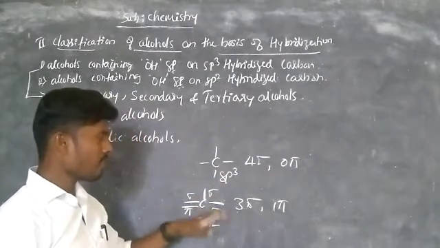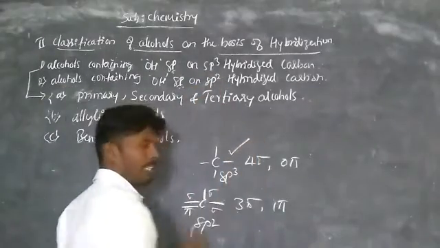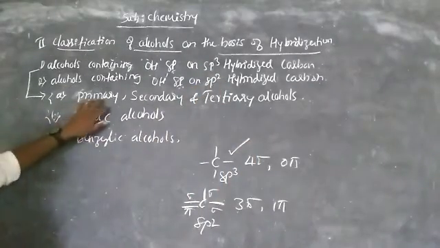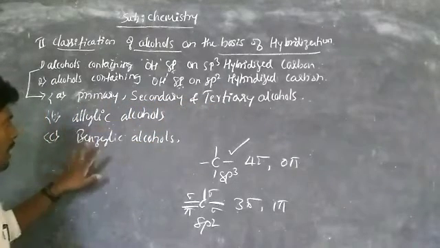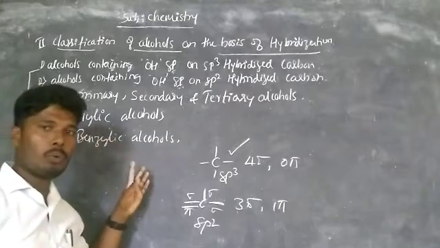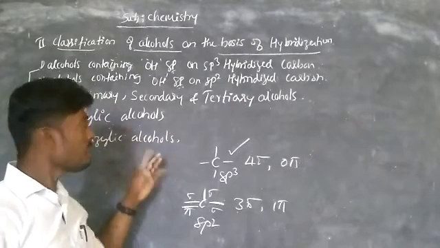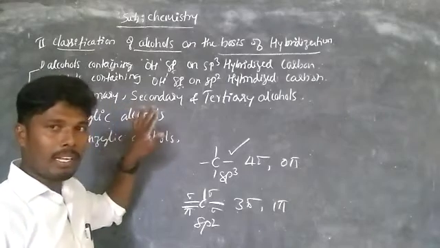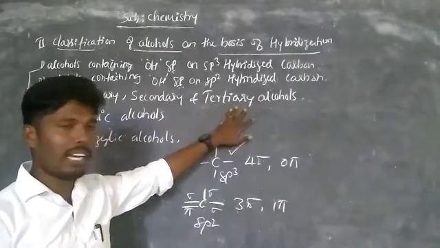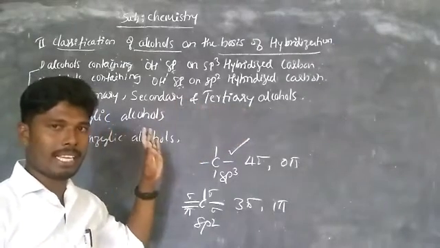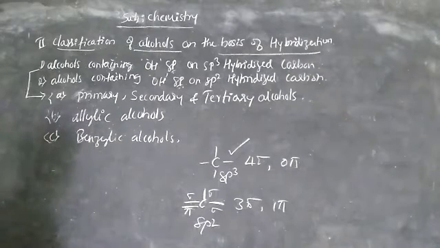So based on this, we have classified two groups. One is sp3 and the other sp2. Again, this sp3 is classified into 3 groups: primary, secondary and tertiary alcohol, halogen alcohol and benzylic alcohols. And already you know well from the previous chapter, haloalkanes and haloarenes, we have studied what is meant by primary alkyl halides, secondary alkyl halides and tertiary alkyl halides. Similarly, here we are studying primary, secondary and tertiary alcohols. Okay, now take the first one.